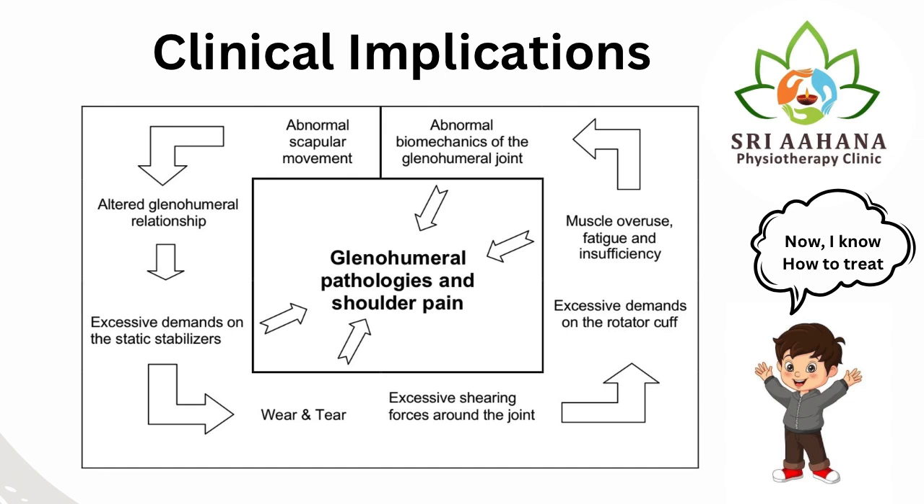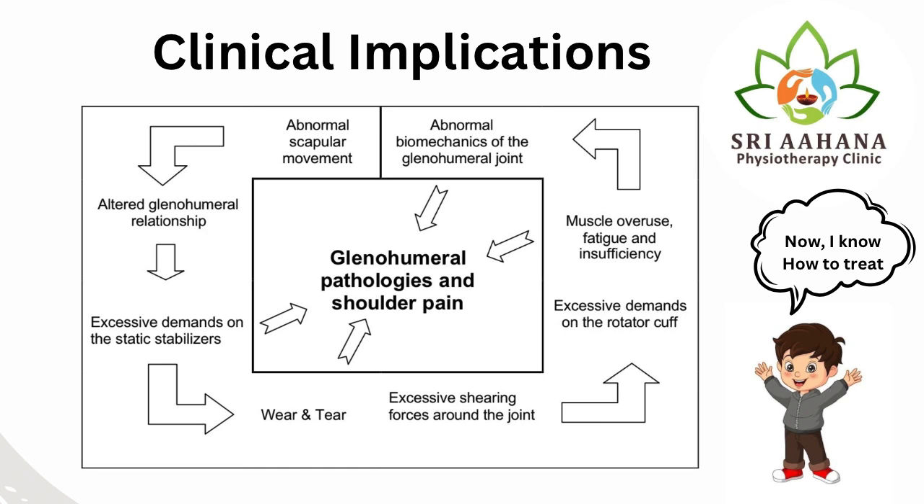Coming to the most important clinical implications of the glenohumeral pathologies and shoulder pain. There is abnormal scapular movement. There is altered glenohumeral relationship. Excessive demand on the static stabilizers is put and there occurs wear and tear of them. And this causes excessive shearing around the joint and there is more demand for the rotator cuff.